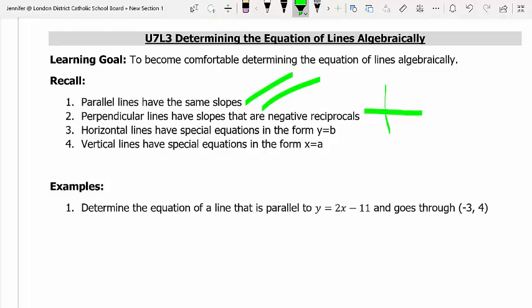Horizontal lines, remember we learned that they have special equations. The equations of their lines are just y equals whatever their y-intercept is, because their slope is 0. And vertical lines, they have a special equation because remember their slope is undefined, so we can't use the y equals mx plus b form of a line. So instead we use x equals a. And remember, a is just the special number where the vertical line crosses the x-axis.